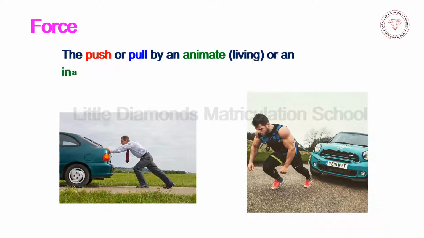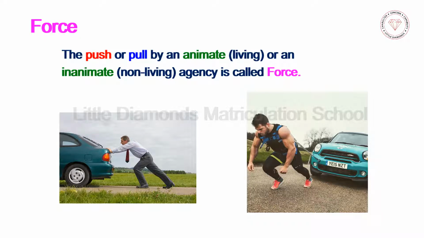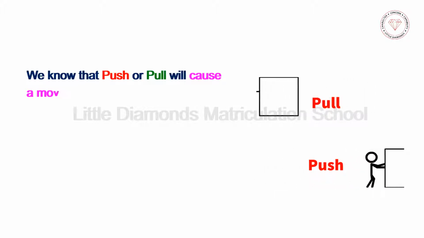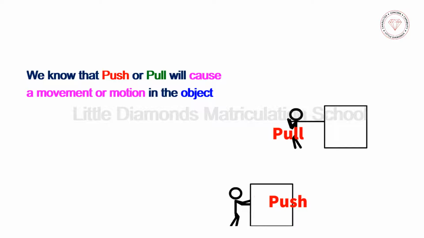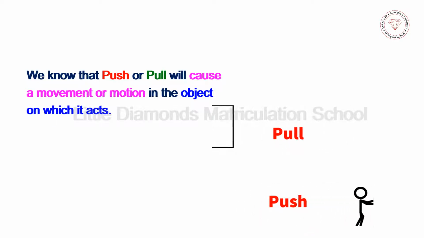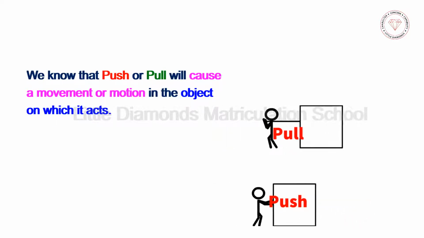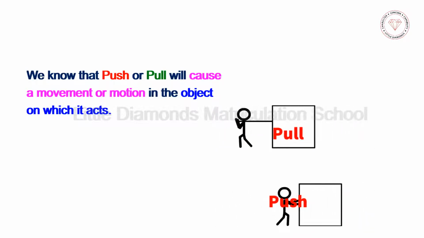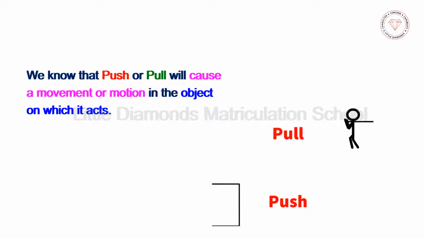What is force? Force is the push or pull by an animate or inanimate agency. So, animate means living and inanimate is non-living. What does this force do? We know that push or pull will cause a movement or motion in the object on which it acts. And we say the object is at rest, that is not moving, or is in motion, that is when it is moving, when a push or pull acts on it.